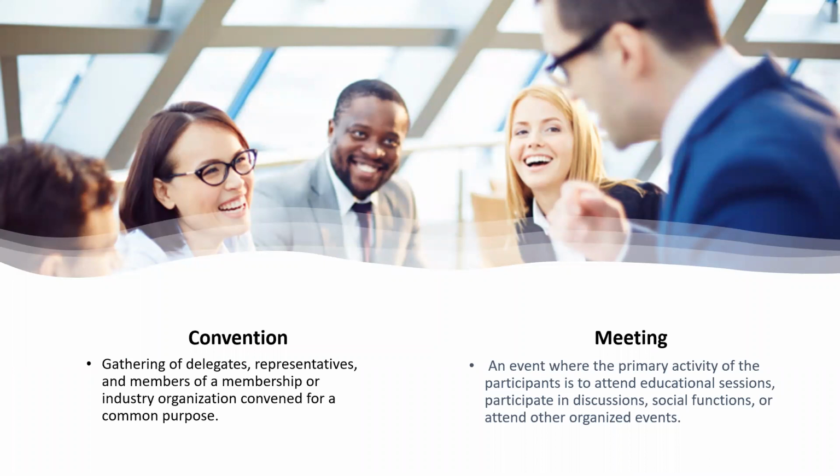Let's look quickly at the difference between a convention and a meeting. Conventions are large gatherings of delegates, representatives, and members of a membership community or industry organization that are meeting for a common purpose. Whereas a meeting is an event where the primary activity of the participants is to attend educational sessions, participate in discussions, social functions, or to attend other organized events.